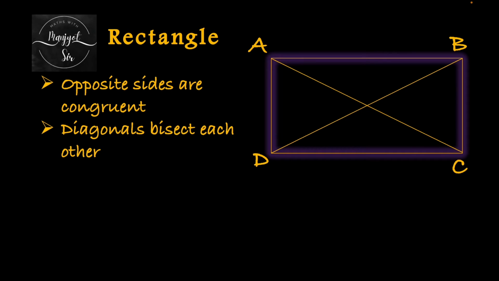Similarly, the second property says diagonals bisect each other. We already saw this in a parallelogram. Bisect means it is dividing into two equal parts. So here AO will be equal to OC and BO will be equal to OD.